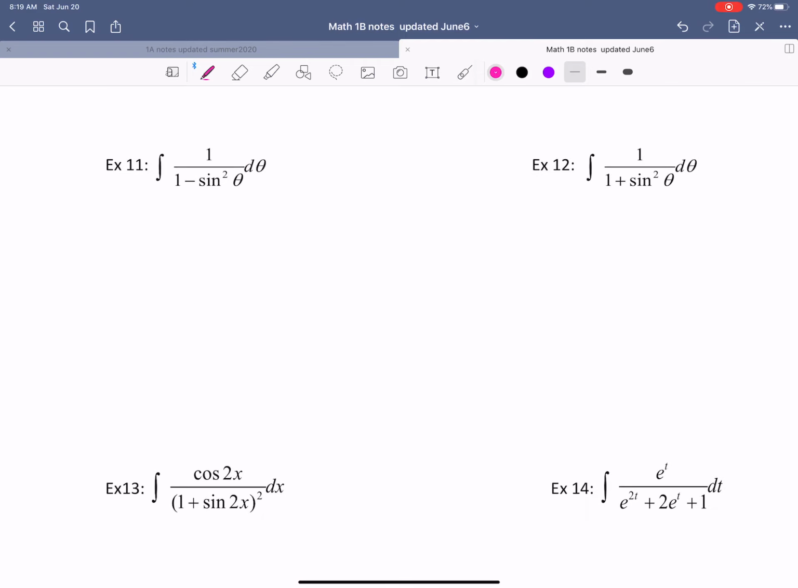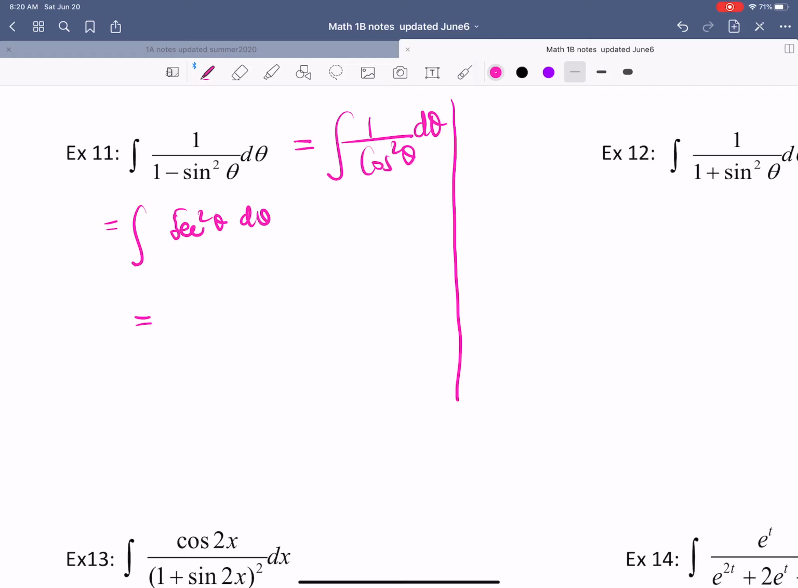So one thing I know, 1 minus sine squared theta, using the Pythagorean identity, is equal to cosine squared theta, which turns out to be secant squared theta d theta, because 1 over cosine squared is secant squared theta. Is there a function whose derivative is secant squared theta? Yes, tangent theta plus c.